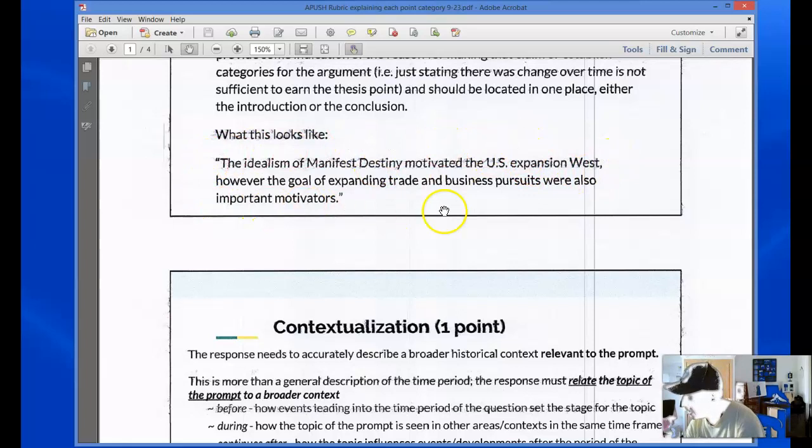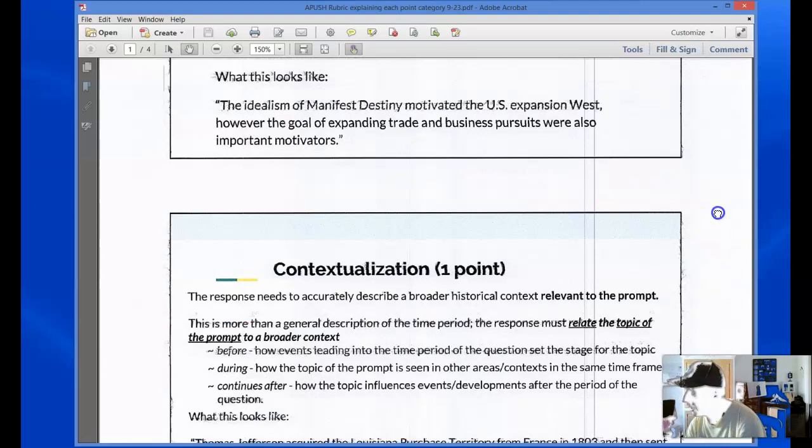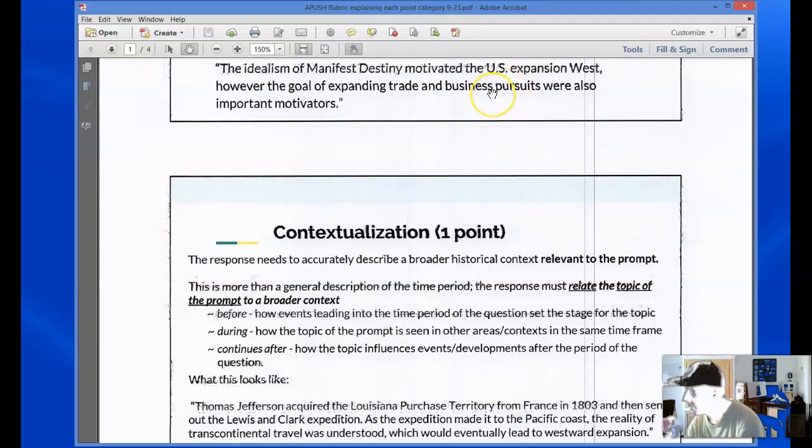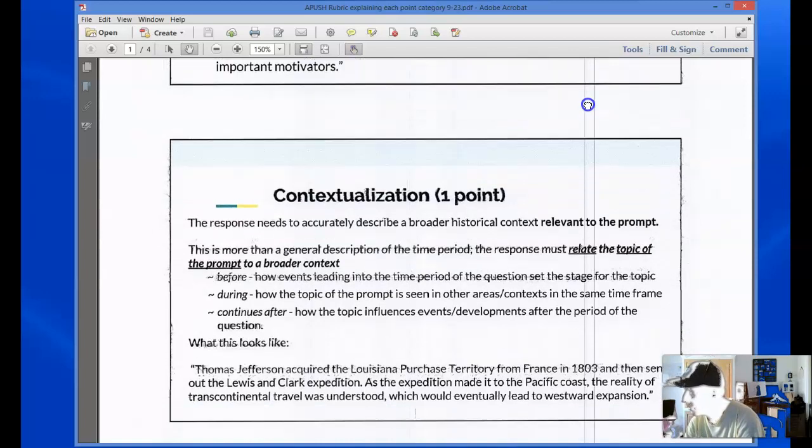In your essay, you're going to prove this. You took a stand saying these things motivated people to move west. Now you're going to have to go on to explain how that happened. Okay? But what happened before? Why did they want to move west? What occurred to where they could move west? Okay? That's the contextualization. And it'll go on to explain it.